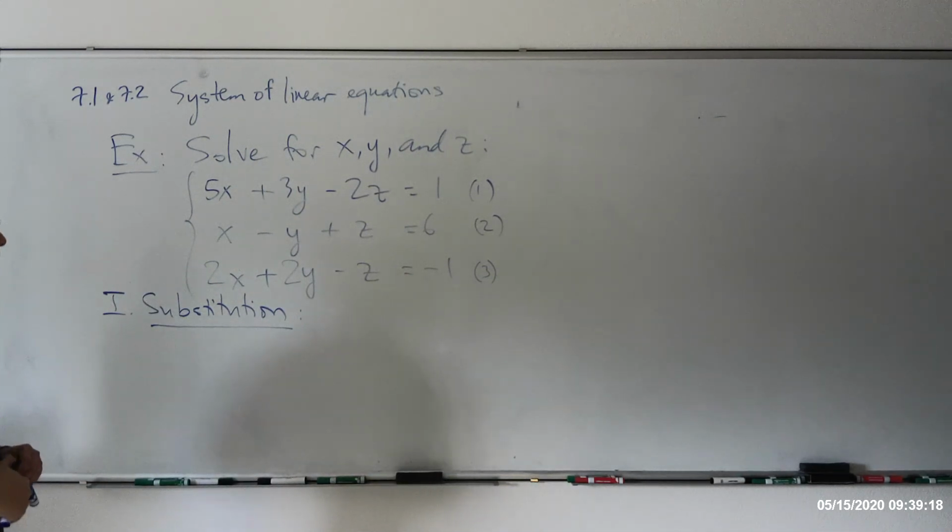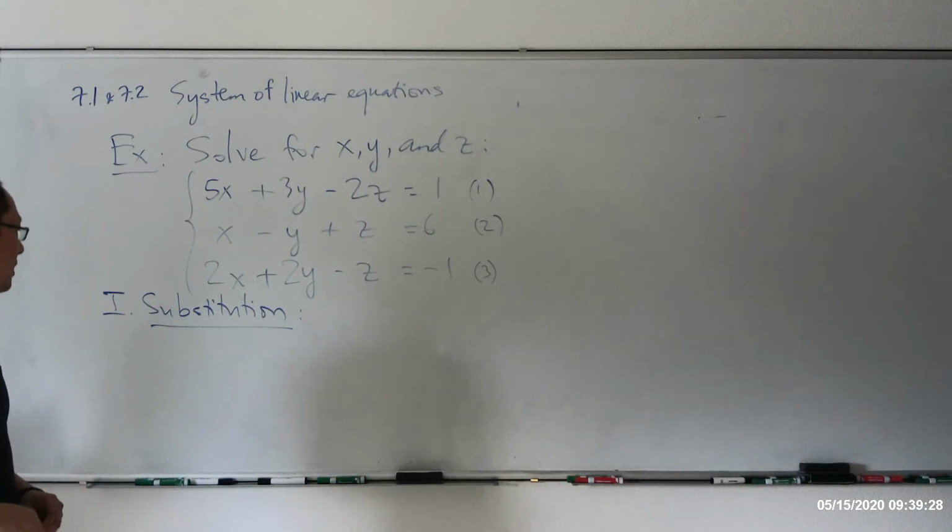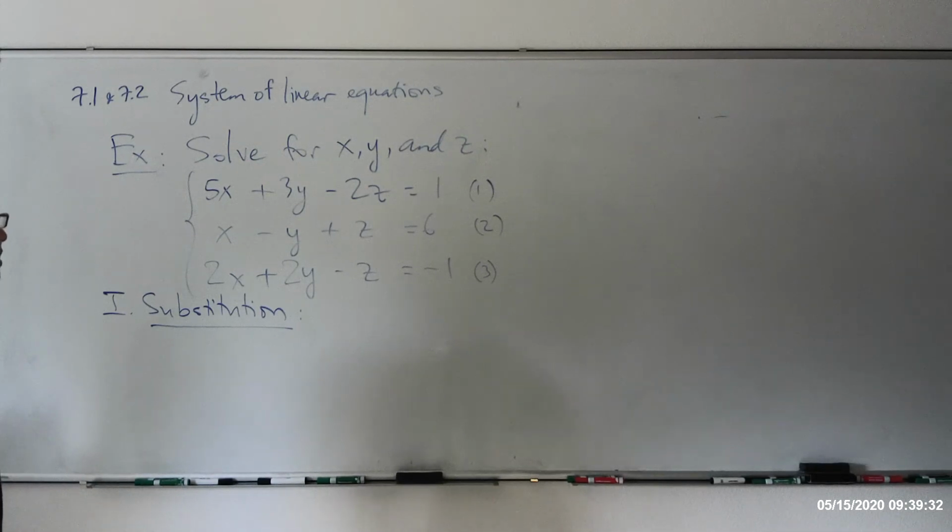What was the idea of the substitution method? We're going to choose an equation. We're going to solve for one unknown. Our job is to choose an equation, right? If we're smart, we're going to choose an easy equation and solve for an easy unknown. I'll choose equation 2, and I'll solve for x. You can solve for y, you can solve for z, you can choose any equation you like.